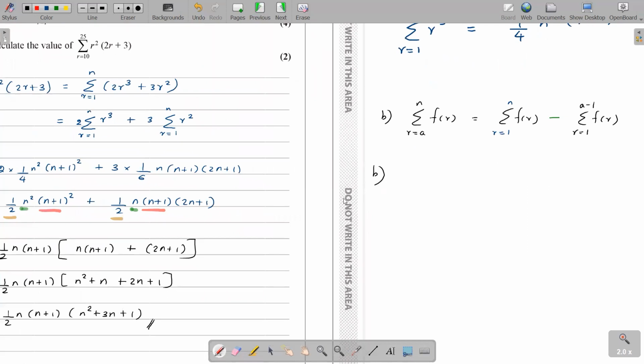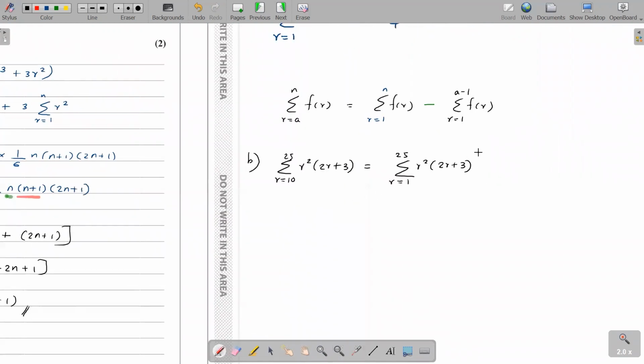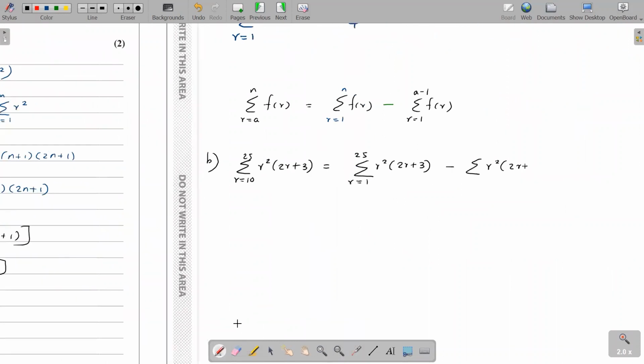Okay, so in part B, I will do it over here. Just reminding you the rule here, r equals 10 to 25, r squared times 2r plus 3. So how do we expand this? This is the summation of r from 1 to 25. Are you with me? r squared 2r plus 3 summation from 1 to 25. I should subtract with what? The summation of r squared 2r plus 3, right? From where to where? From 1 to, in this case, this should be from 1 to 9 because it's 10 over here.